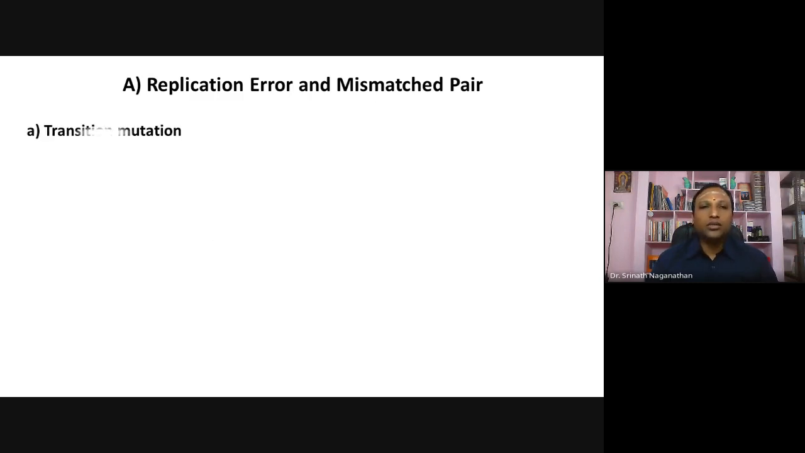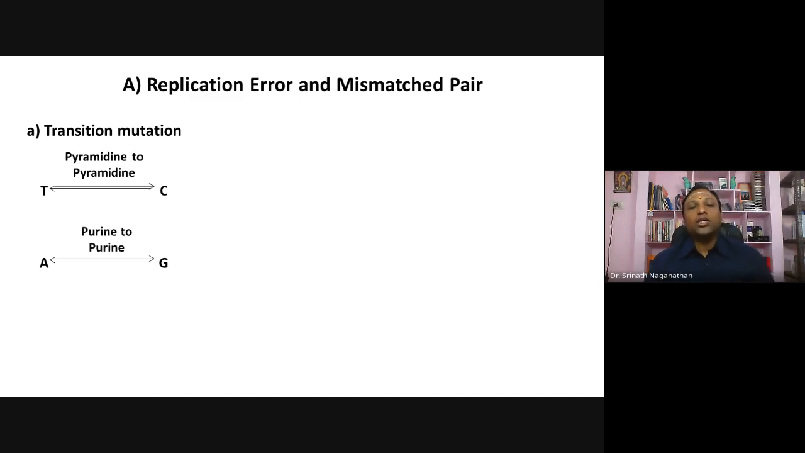So how does it occur? Let me explain the transition mutation. In a transition mutation, T becomes C, so it is a pyrimidine to pyrimidine change during the mutation. A becomes G, that is a purine to purine change. So this is called a transition mutation.